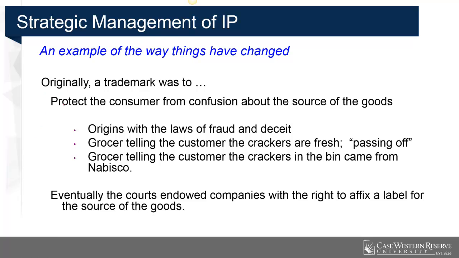Again, originally a trademark was to protect the consumer from confusion about the source of goods. The origin of this, of course, is in the laws of fraud and deceit. Going back to the 1700s, a grocer could tell the customer the crackers in the bin are fresh, and this is this thing of passing off. But in fact, they may not be fresh. So if the grocer tells the customer the crackers in the bins came from Nabisco, there might be some quality associated with this, and therefore the customer can make a smarter choice for themselves based on the trademark.